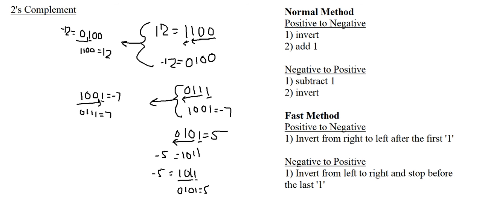And that's the fast version and the normal version of 2's complement, going from positive to negative and negative to positive.